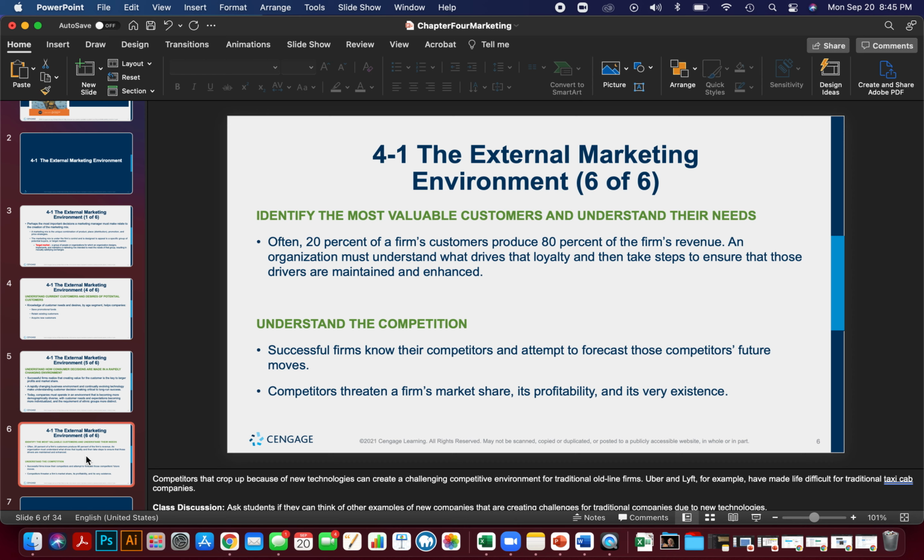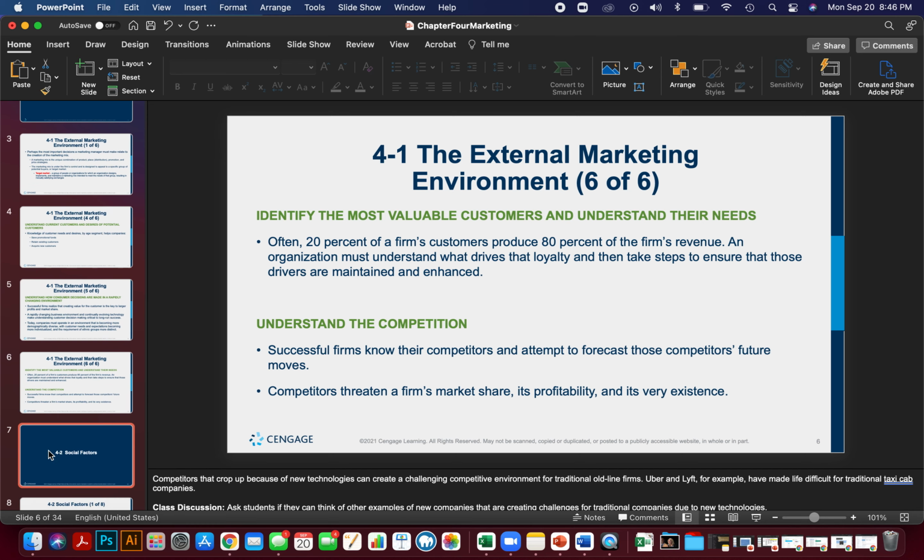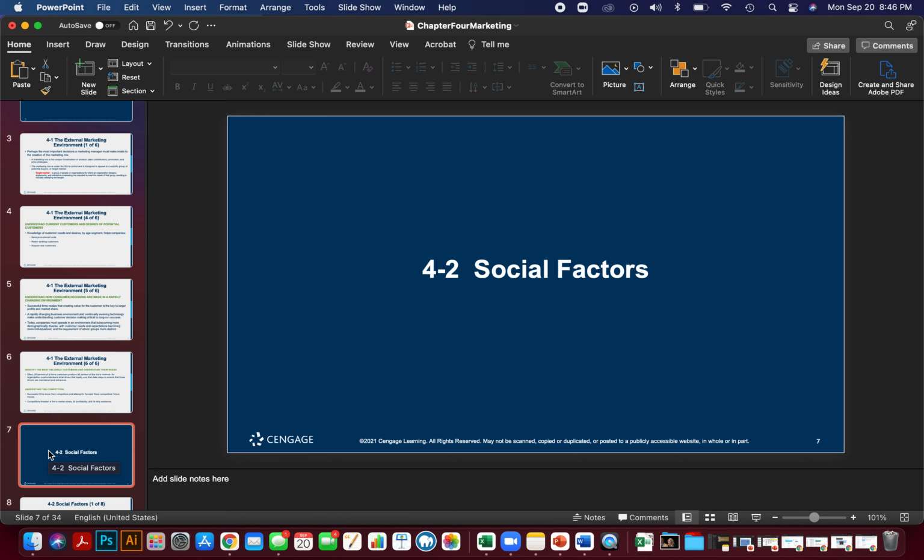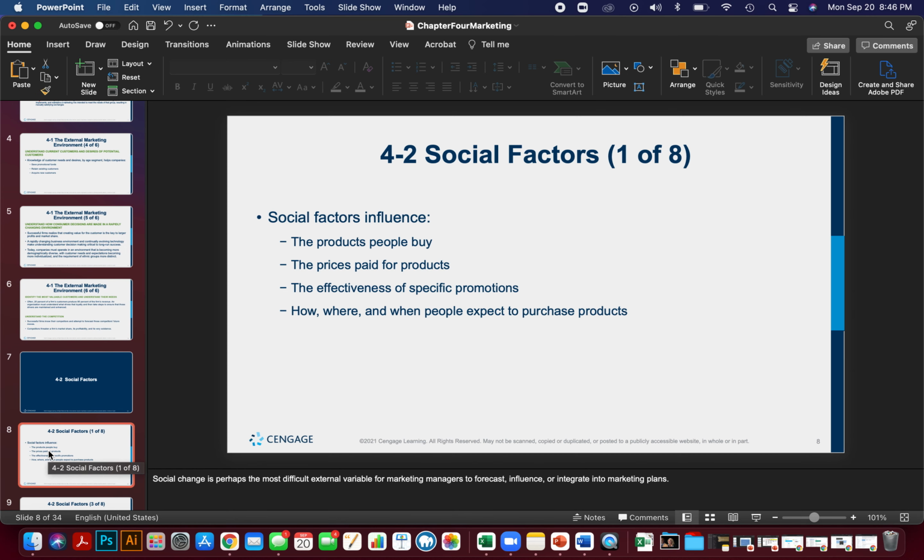It's also important that we understand the competitors and the competition in an attempt to forecast future moves. Competitors threaten a firm's market share, its profitability, and really its very existence as a company. Social factors also affect a company and a firm. Social factors influence the products people buy, prices paid for those products, the effectiveness of promotions, and how, where, and when people expect to purchase products.